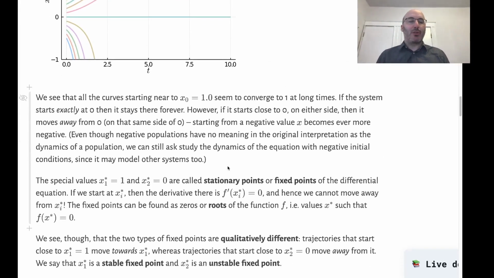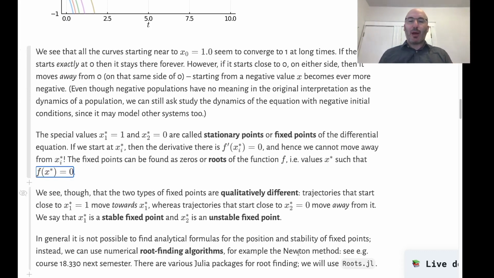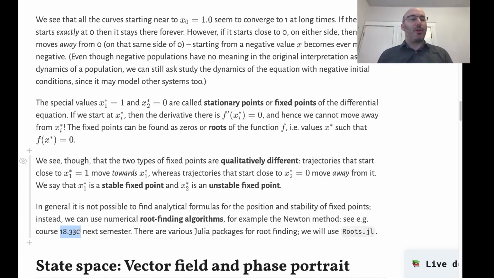So fixed points or stationary points are these values x star, these special values where f of x star equals 0, because then the derivative at those places is 0, and so we will remain there. Solving this equation is in general not possible to do analytically, and so instead we have to use numerical methods called root finding algorithms, and one of the classic ones is the Newton method, for example. In this particular notebook, I'm using a package called Roots.jl that has various root finding methods implemented, but you can also come to the 18.330 course next semester where we will look in detail at these very interesting and useful algorithms.